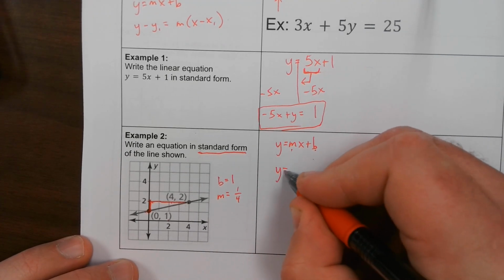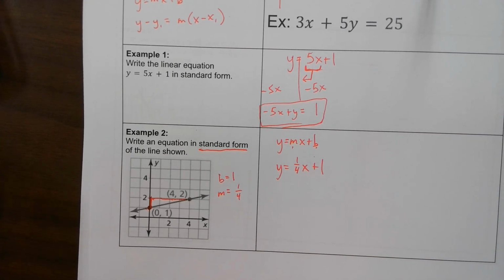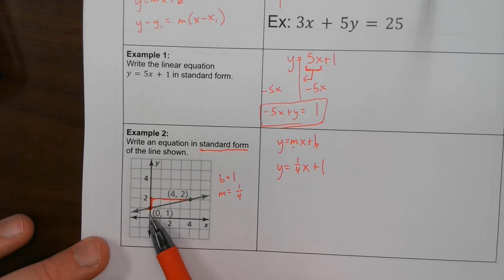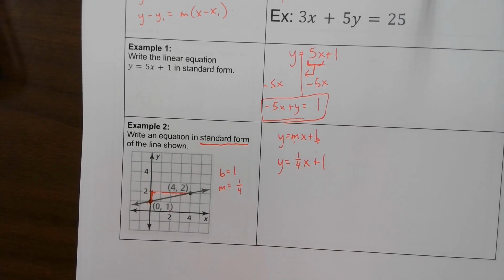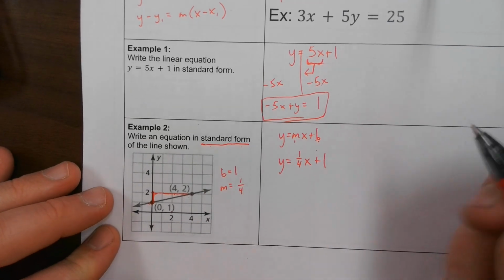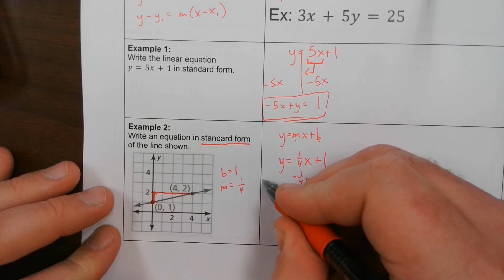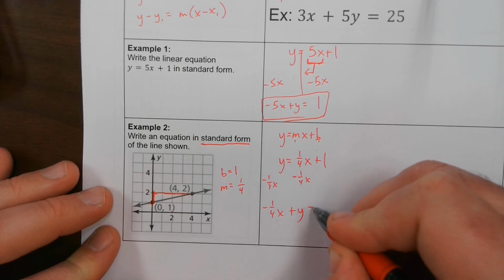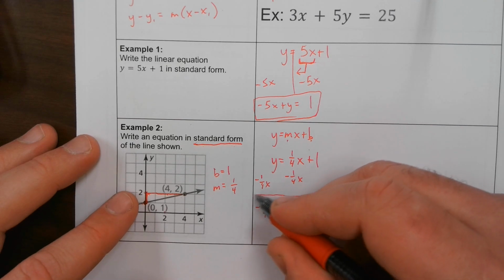So our equation is y equals 1/4 x plus 1. That is an equation for this line. Once we get it on the paper, that's the first step, then we go back to our problem and see what form they want it in. It says standard form, so that means I need to rearrange it. I'm going to subtract 1/4 x from both sides of my equation and get it rearranged where I have my x term first, my y term next, and my constant term on the end. And then this will be my answer.